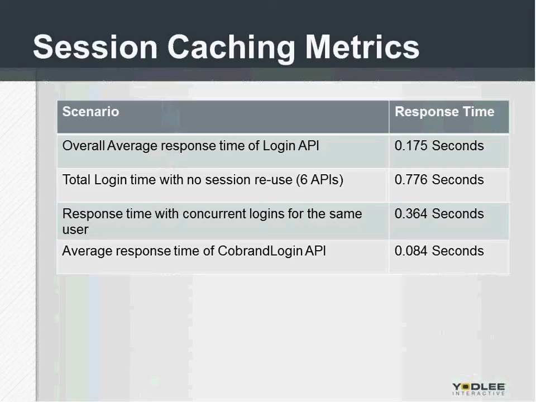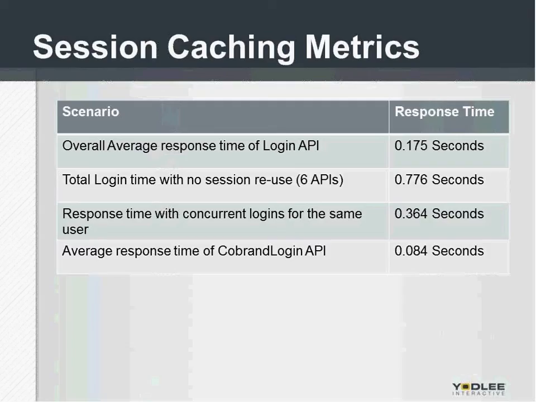Another thing we've seen is people will try to parallelize the login call and do that while making subsequent calls. And so we do see scenarios where we'll see a login call for the same user made simultaneously at the same time. And this will also add to the response time. It can add a couple hundred milliseconds. 364 milliseconds is an example of what we see as an average when people are making concurrent login calls.